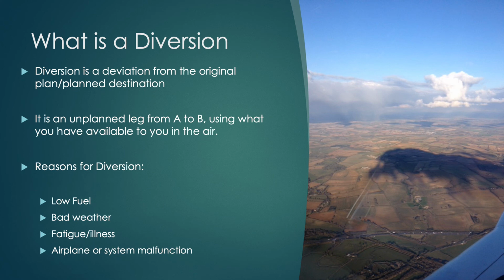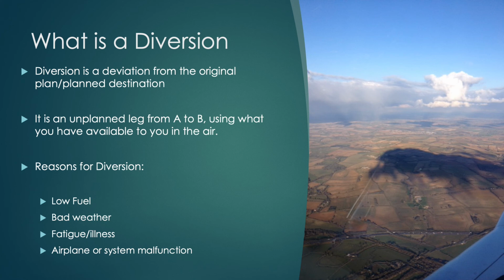So what is a diversion? A diversion is a deviation from our original plan or our planned destination. So it's a change in what we were originally going to do. And the diversion itself is an unplanned leg from A to B, so from a current position or a position in the future to a different position than was originally planned, using what we've got available in the air. Okay, so it's not generally planned on the ground. There may be an instance where you do plan a diversion on the ground, but we'll look at that slightly later on.